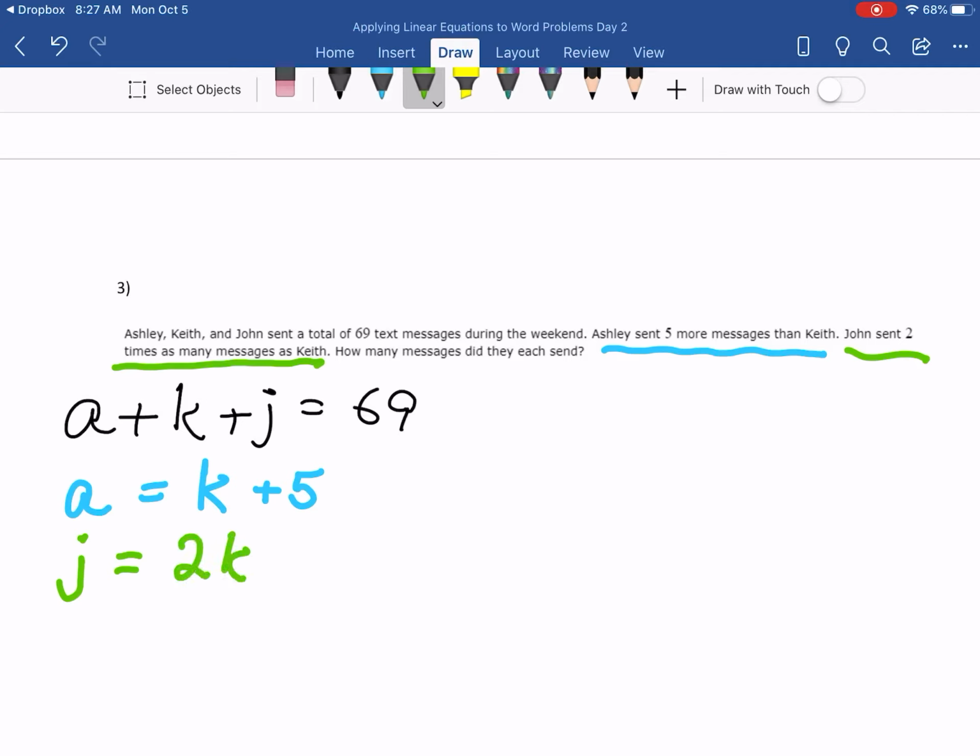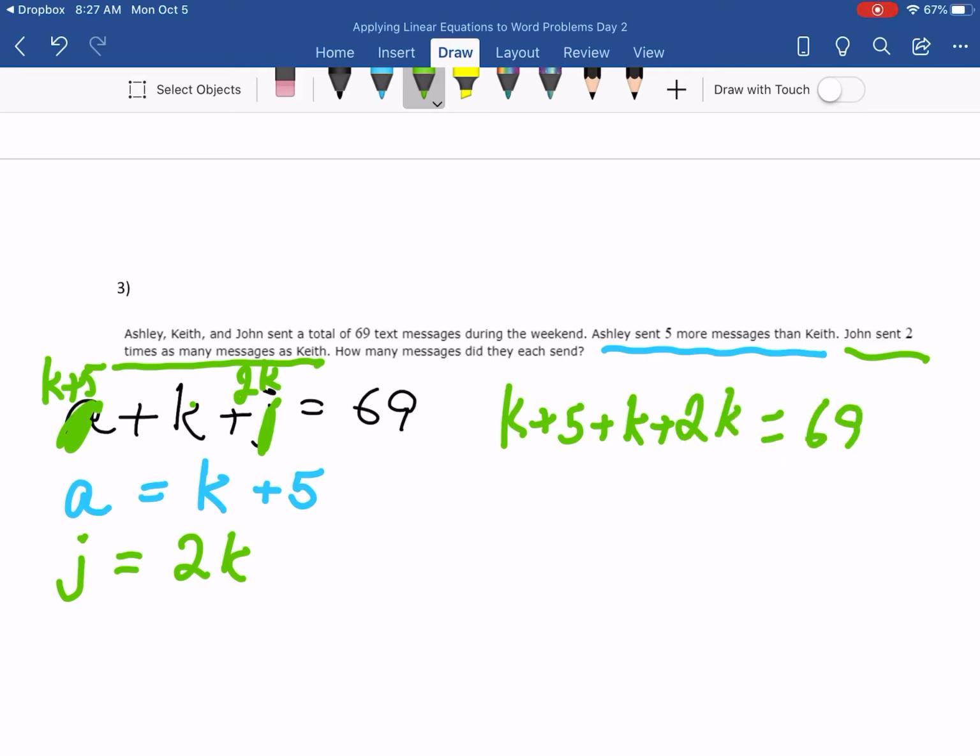All right. So if we substitute that, cross out A, put in K plus 5. And let's cross out J and put in 2K. So good. So we have an equation that only involves K. We have K plus 5 plus K plus 2K equals 69. So 4K plus 5 equals 69.